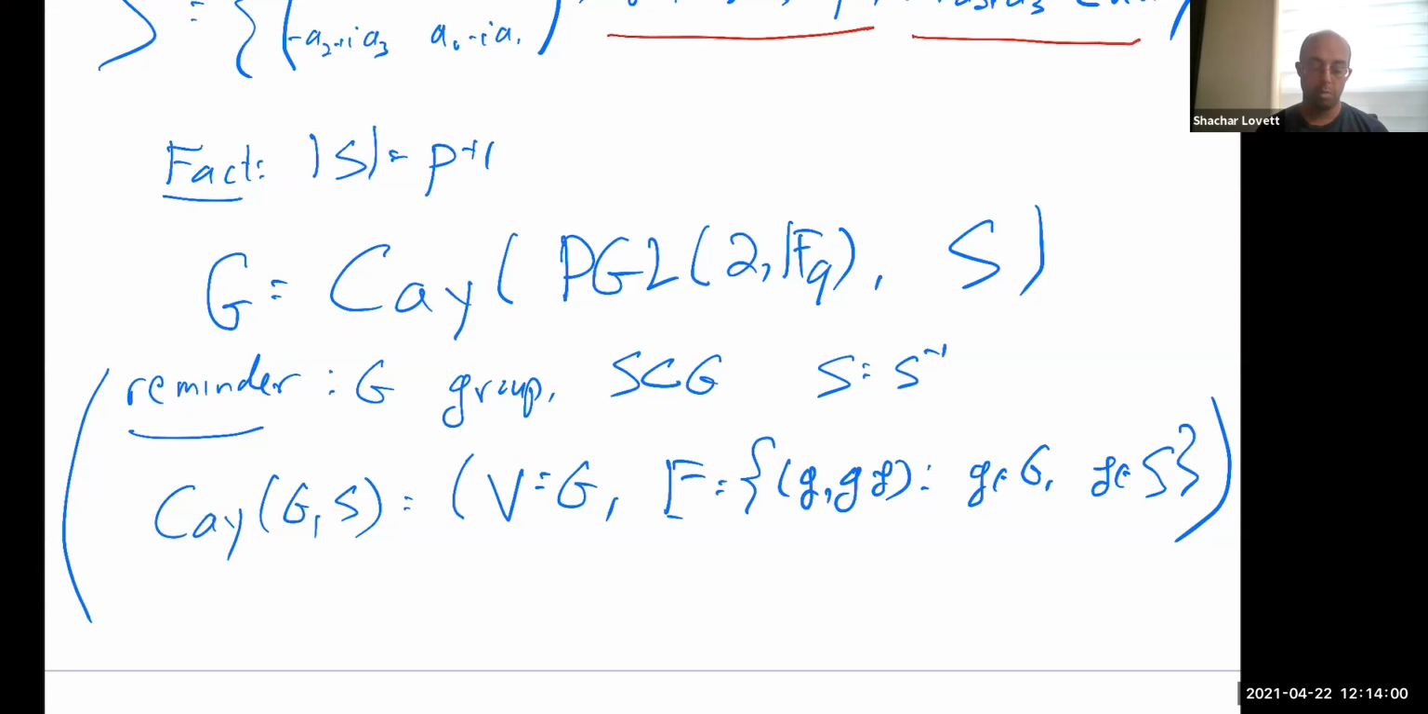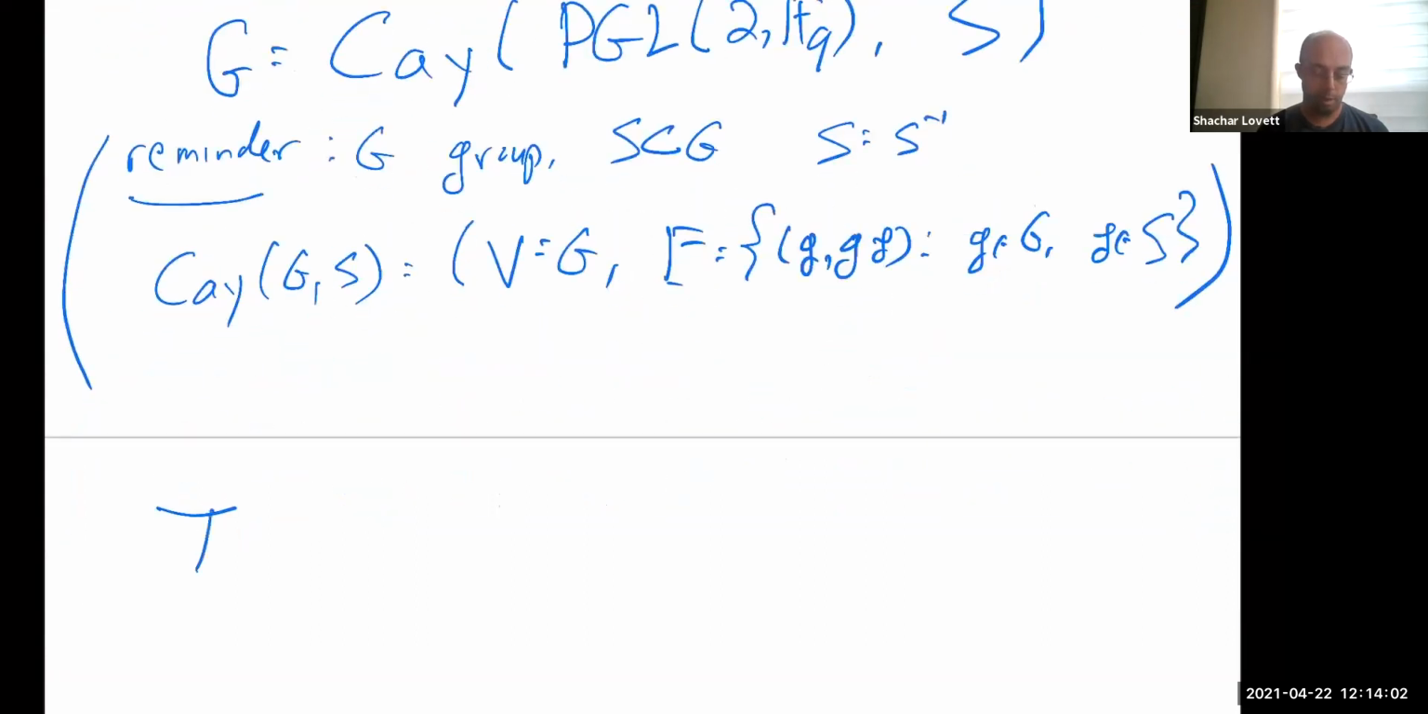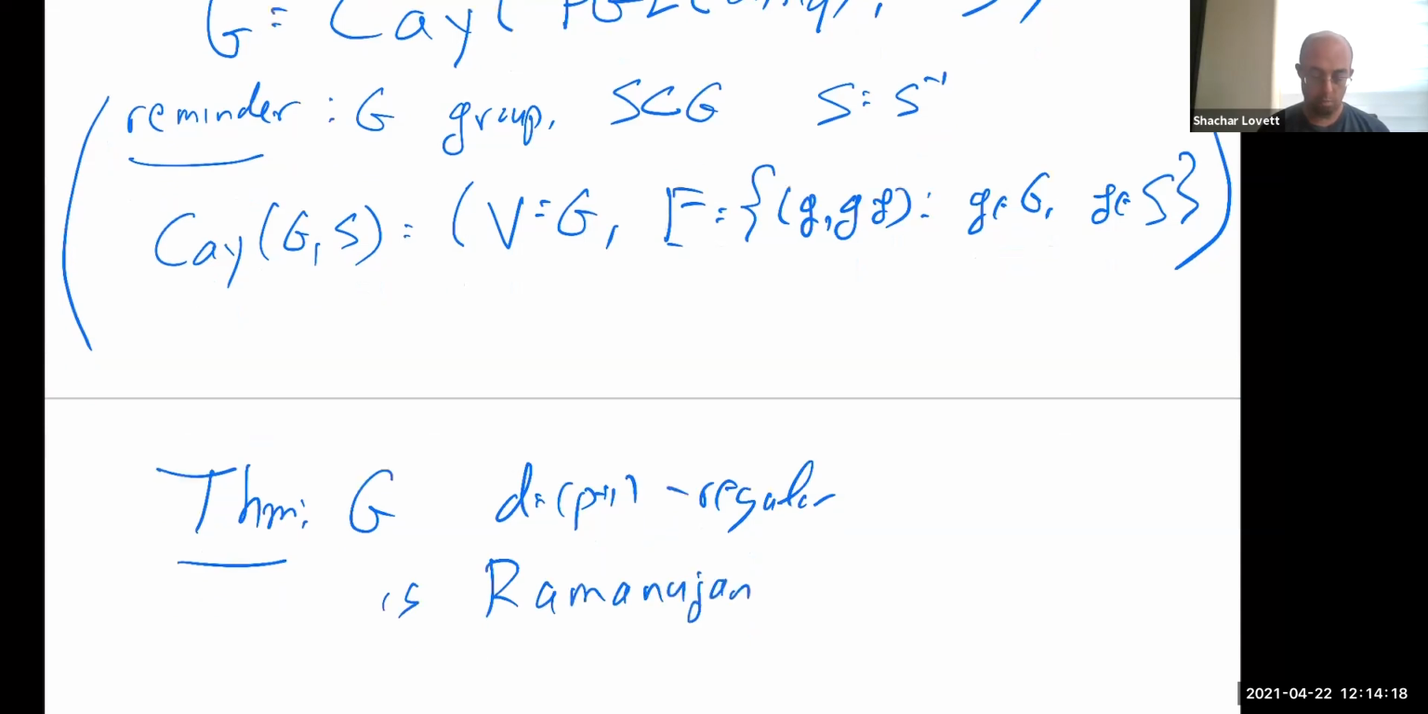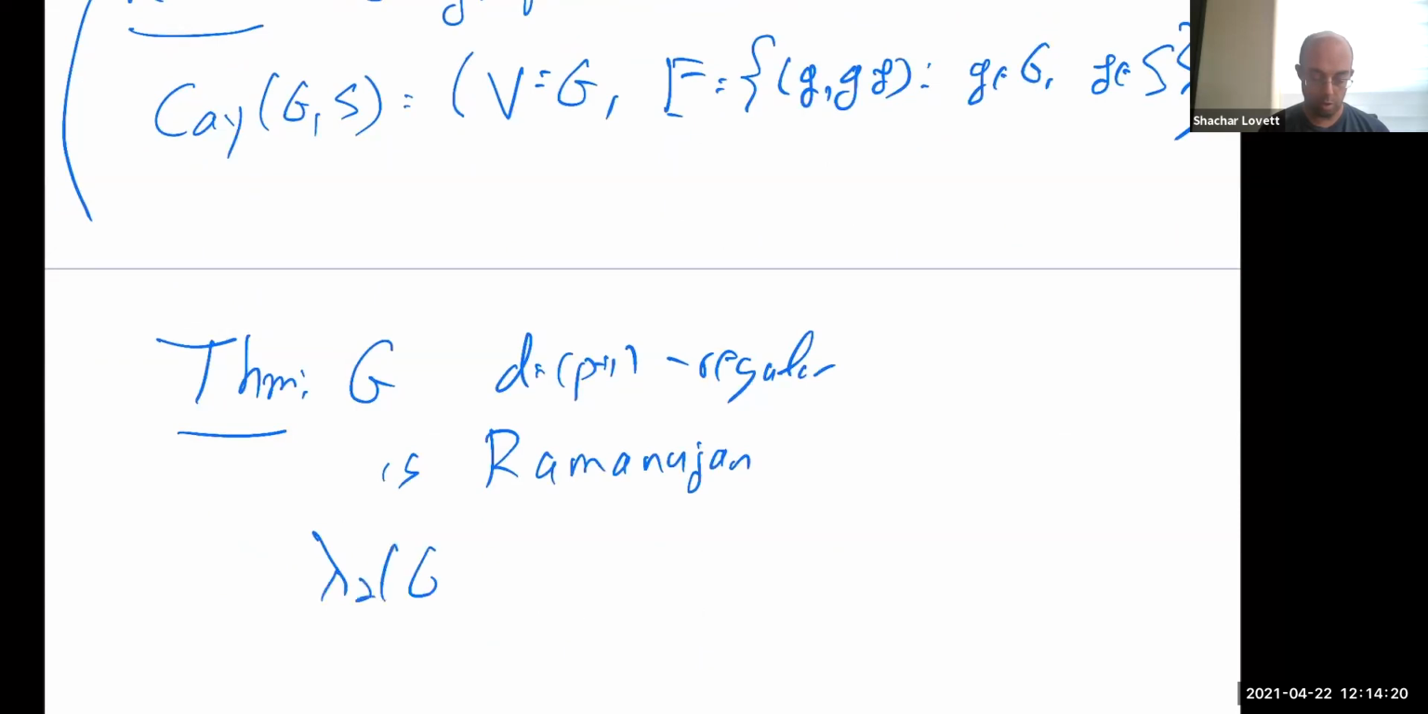And the main theorem that we're not going to prove is that G is D, which is p plus 1 regular. That's not hard to verify, but it is Ramanujan. That's a deep theorem here. So its second eigenvalue is at most 2 root D minus 1. Okay, again, we're not going to prove anything on that.